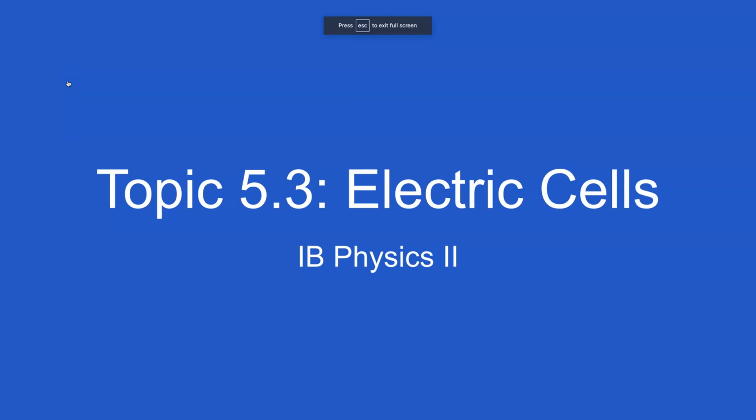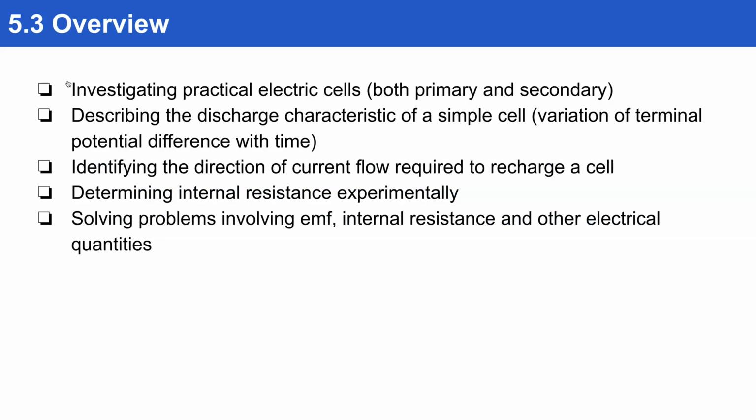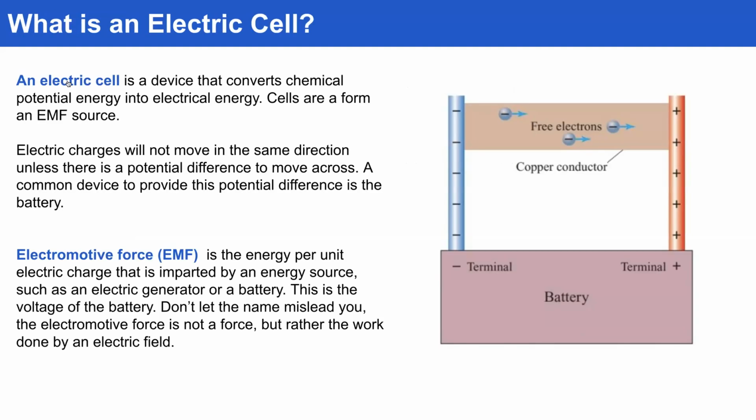Alright, this is topic 5.3, electric cells, of the IB Physics curriculum. So, a quick overview of 5.3: investigating practical electrical cells, both primary and secondary, describing the charge characteristics of a simple cell, identifying the direction of current flow required to recharge a cell, determining internal resistance experimentally, and solving problems involving EMF, internal resistance, and other electrical quantities.